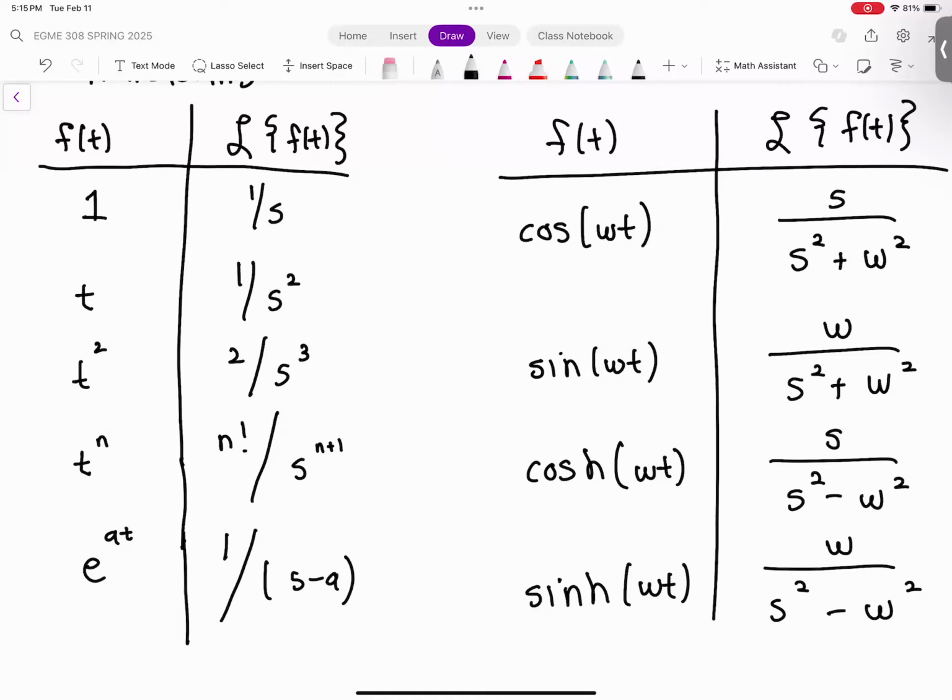Okay. There's a couple more entries on the table, but we'll cross that bridge when we get there. So when we come back on Thursday, make sure you write this down, or maybe download the one that's on Canvas. That one's formatted much nicer, and then we'll find out how to actually use these to solve differential equations.